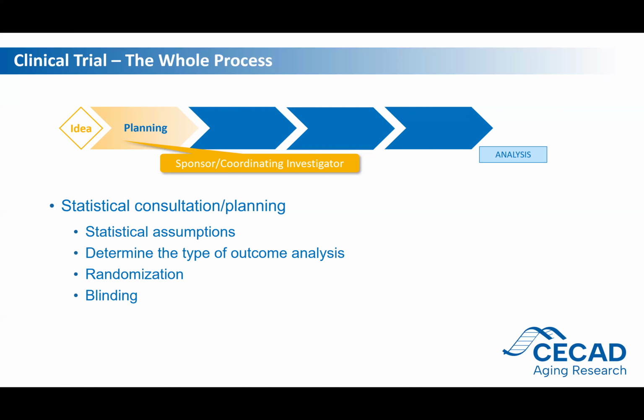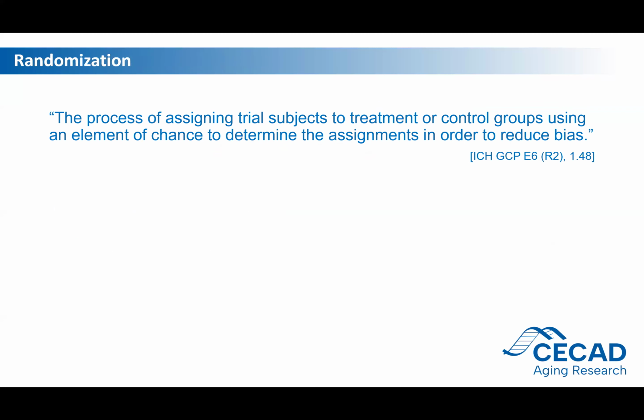So to make this a bit more understandable, I want to do a very quick excursion to randomization and blinding. And randomization is the process of assigning trial subjects to treatment or control groups using an element of chance to determine the assignments in order to reduce bias. So in simple terms, you just let, like flipping a coin, chance decide whether your patients receive treatment A or treatment B. And because you cannot influence what the person standing before you receives, of course, we reduce the bias in the treatment assignment because you cannot do anyone a favor, for example.